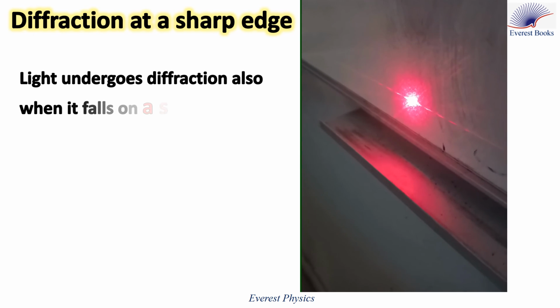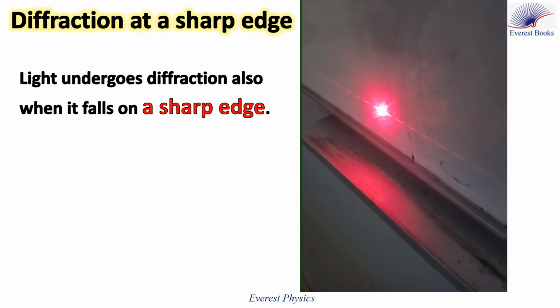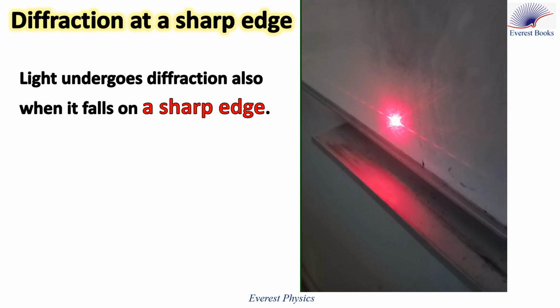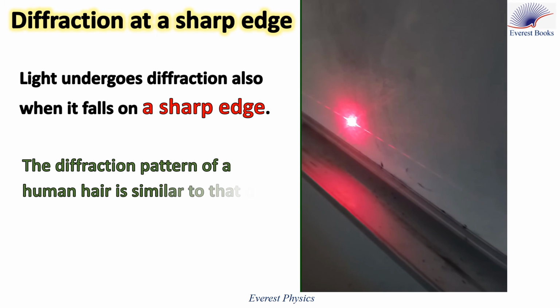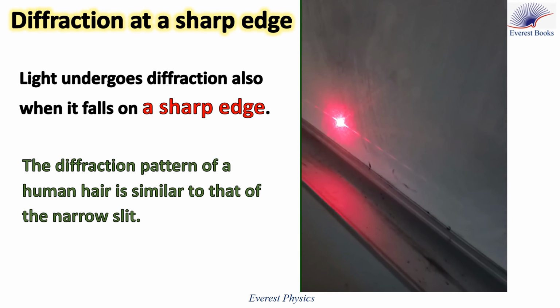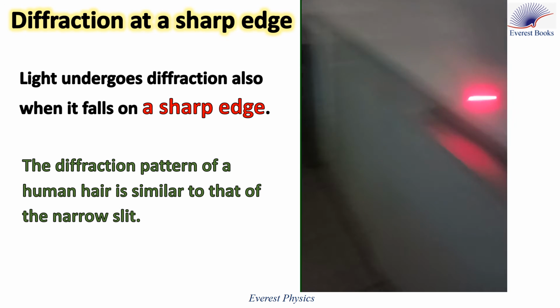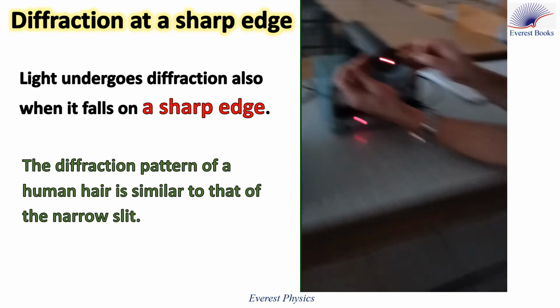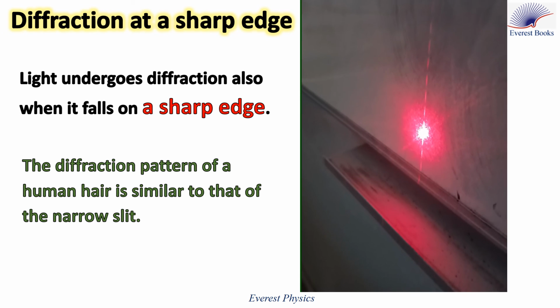We expect to observe a dark line down the center of the bright spot, but this is not the reality. Actually, as you see, we observe a diffraction pattern similar to that of the thin slit. Now the hair is vertical and the pattern is horizontal. What happens if I place the hair in a horizontal position? Look, the pattern becomes vertical.